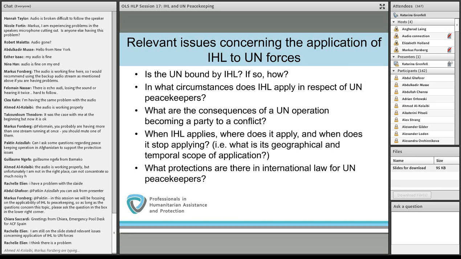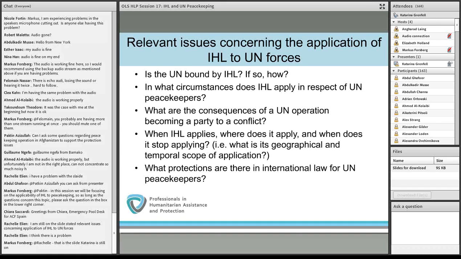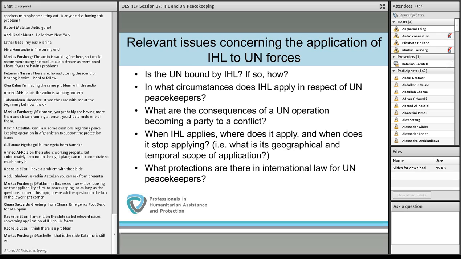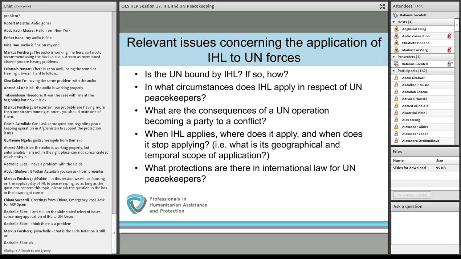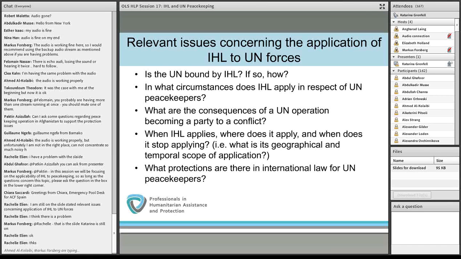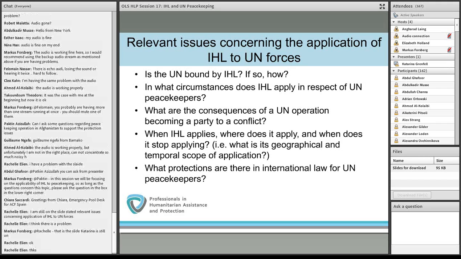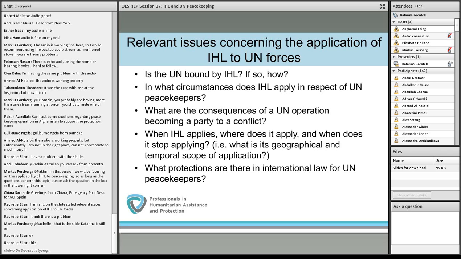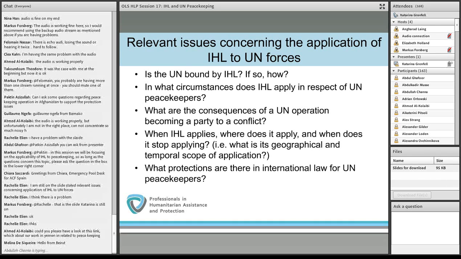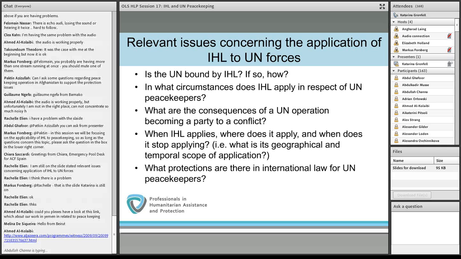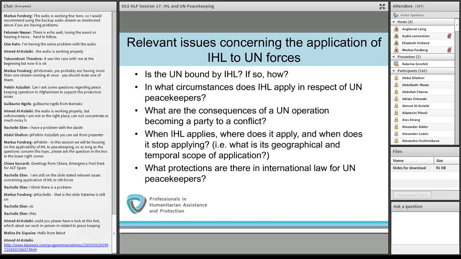This now brings me to the geographical and temporal scope of application. What are the geographical boundaries of IHL application in situations where UN peacekeepers may be regarded as a party to the armed conflict? Would UN peacekeeping forces be subject to IHL within the entire territory of a state to which they're deployed? Or would they only be subject to IHL in the areas where they engage in active hostilities? Also, how long would IHL apply in respect of peacekeepers? Would it only apply while they actually use force? Or would it apply in respect of them until the end of the conflict in which they're being deployed?